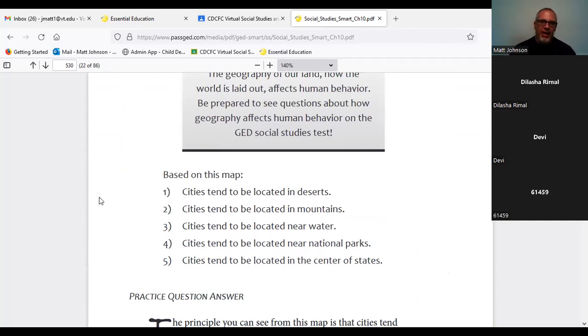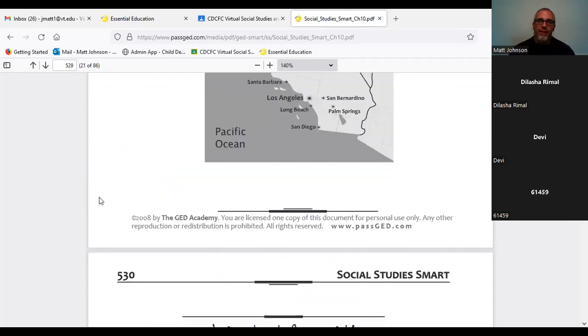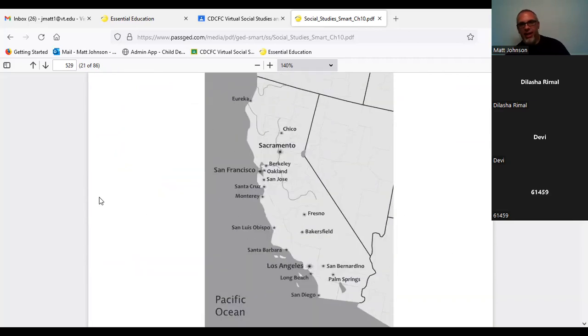So the next question we're getting asked here, based on this map: cities tend to be located in deserts, cities tend to be located in mountains, cities tend to be located near water, cities tend to be located near national parks, or cities tend to be located in the center of states. So they tend to be located near water, right? Very good. Yeah, exactly.